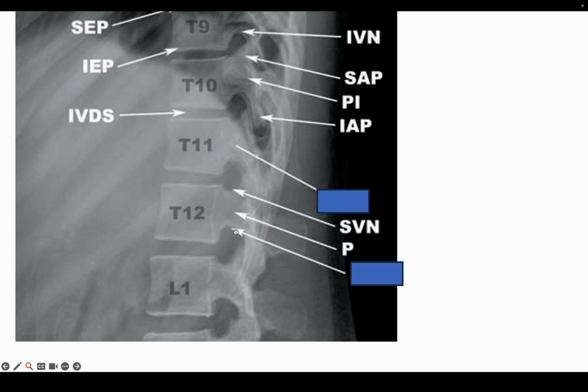At the level of T12-L1, which nerve root should pass through here? Right, so it'll be T12. At the cervical level, the nerve roots will pass above their particular vertebra, but below the cervical level, the nerve roots will always pass below their particular vertebra.